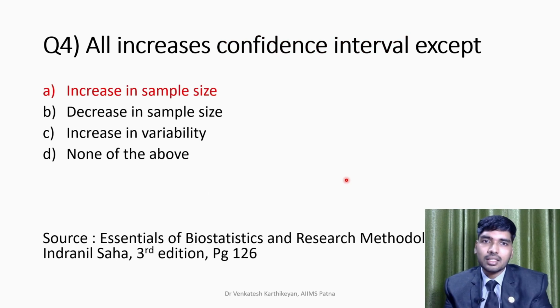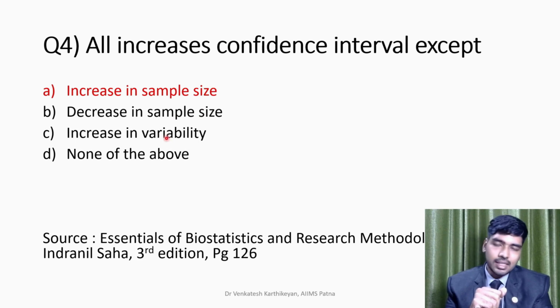So all increases the confidence interval except increase in sample size. Increase in sample size will decrease the confidence interval, will make the confidence interval narrower, thereby it will make the confidence interval more accurate and more reliable. Whereas decrease in sample size will increase the confidence interval, and increase in variability also will increase the confidence interval.